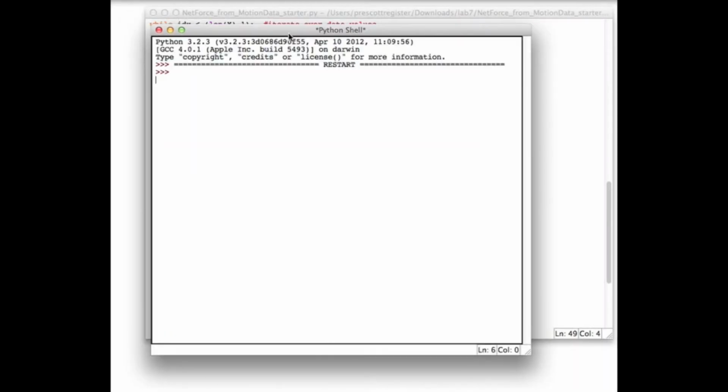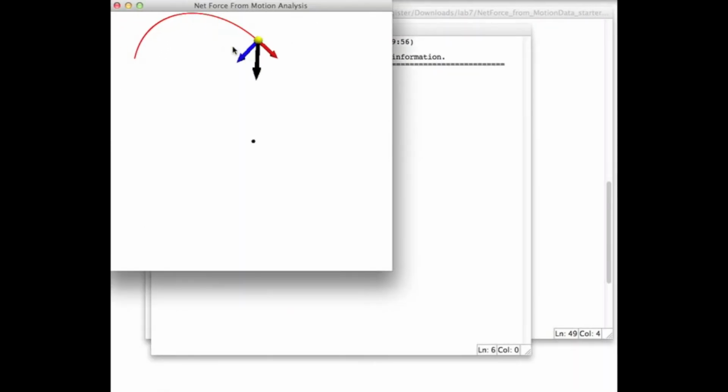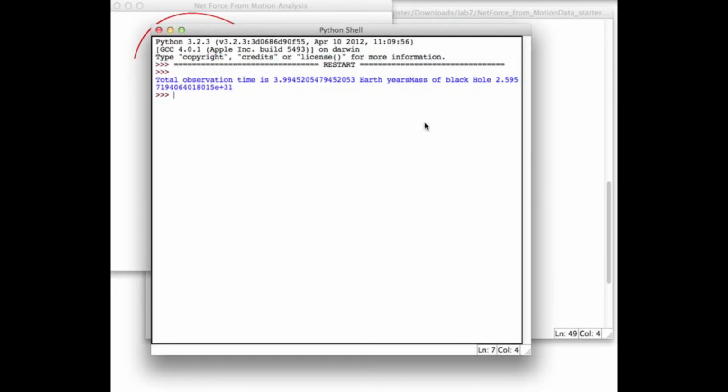Now when I run the code, the red path is from the data that is given. The blue arrow represents the perpendicular component of the force, with the red being the parallel, and then the black arrow being the sum of both components, which is pointing towards the black hole. Now, printed at the end, we are given the mass of the black hole, which is much greater than the mass of the star orbiting it.